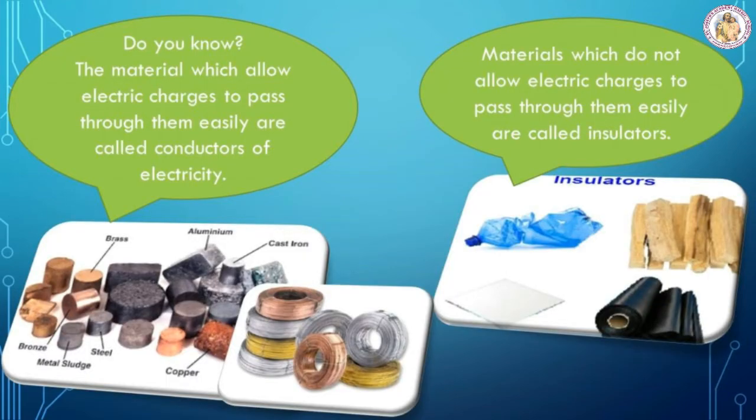Do you know the materials which allow electric charges to pass through them easily are called conductors of electricity? For example, metals like aluminium, copper, brass, silver are good conductors of electricity. And materials which do not allow electric charges to pass through them easily are called insulators, like rubber, wood, and plastics.